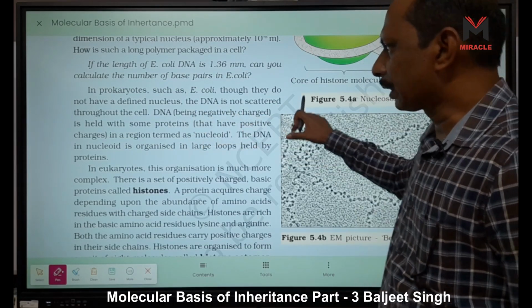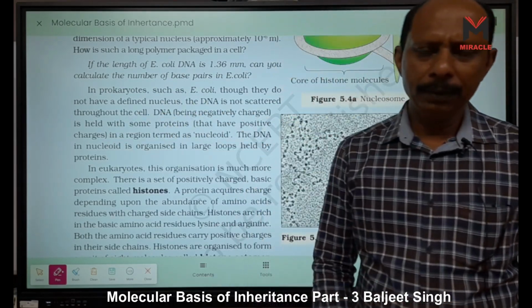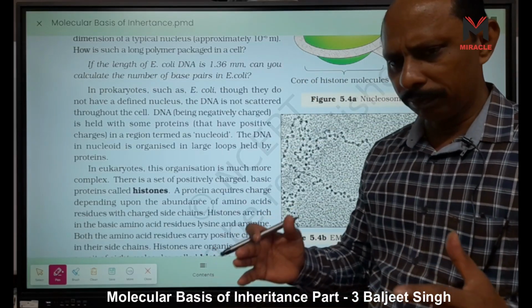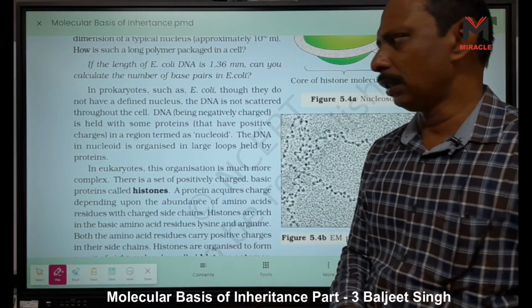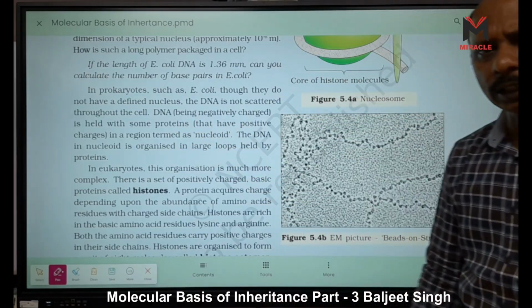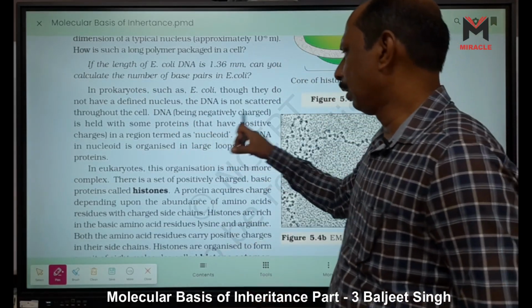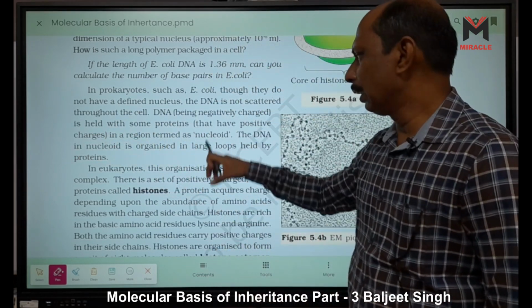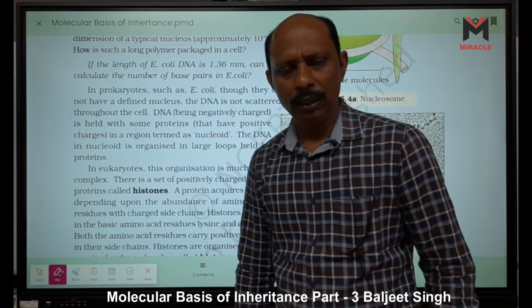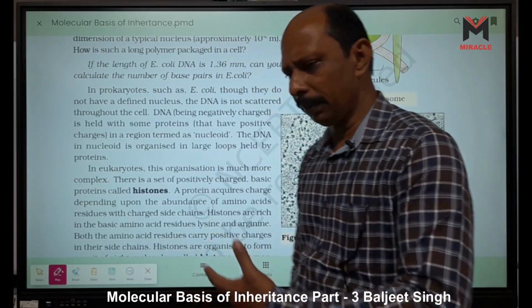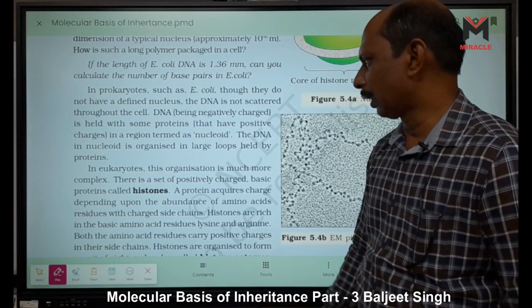The DNA is not scattered throughout the cell. That means the DNA is located in a specific location. DNA is negatively charged, we know it has a negative charge from PO4, phosphoric acid. It is held with some proteins, and these proteins have a positive charge. DNA is always negative, so all the proteins related with DNA are positively charged, right?